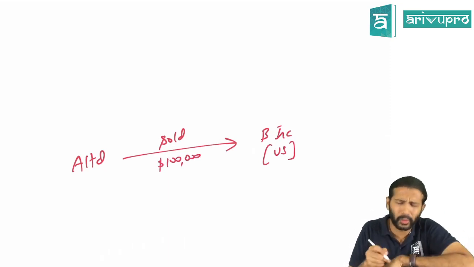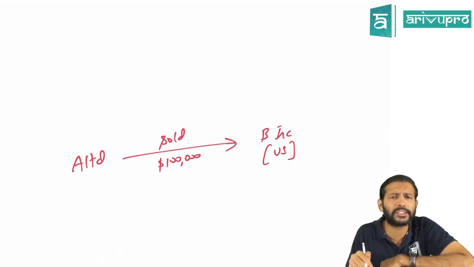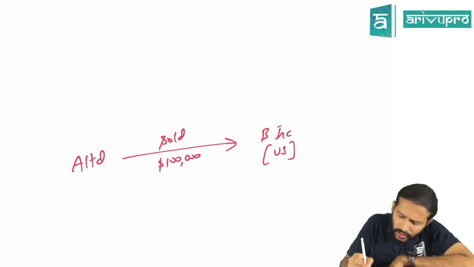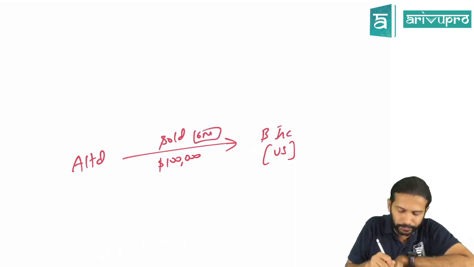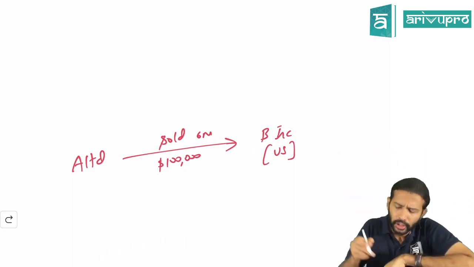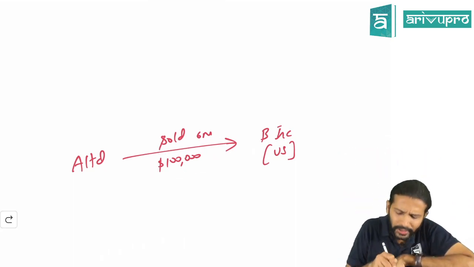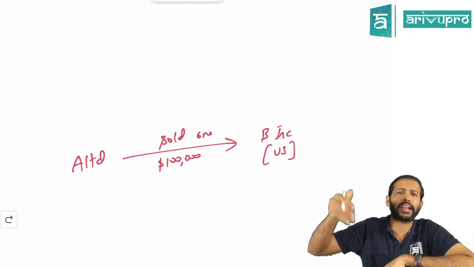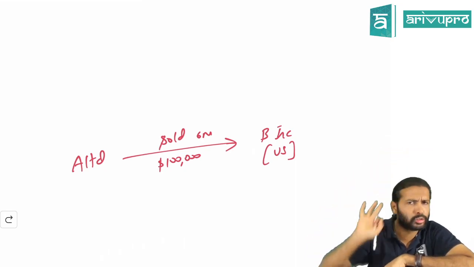Now, A Limited will have a little bit of problem with this transaction. What problem will they have? Let's say the sale of goods has happened and the money will be received after 6 months. You have sold the goods now and you'll receive the money after 6 months. Now, the sale value has happened in dollars. So, B Incorporated has told A Limited that they will give the money also in dollars.